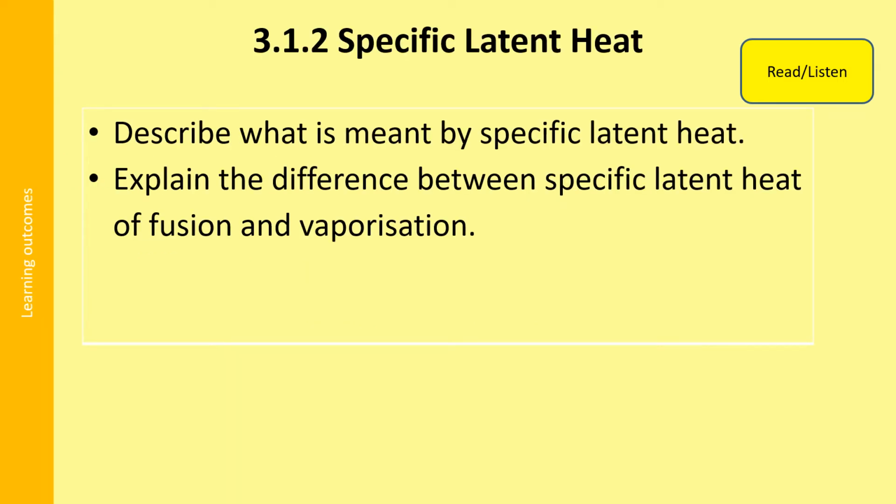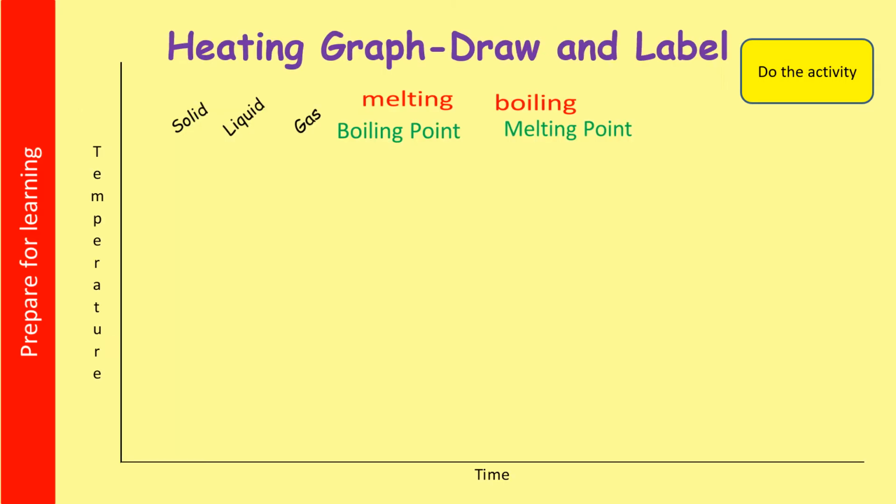At the end of this lesson, you should be able to describe what we mean by the term specific latent heat, and you should be able to explain the difference between the specific latent heat of fusion and vaporization. This is our starter activity. It's a little bit of revision.